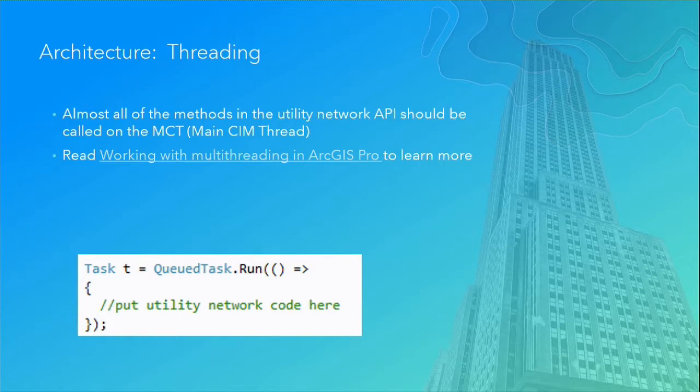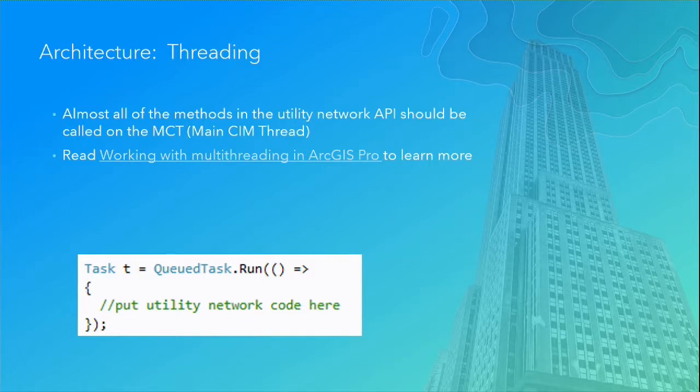Pro is a multi-threaded application. There's lots of user interface threads. There's presumably internal threads. And there is a thing called the main CIM thread, also usually abbreviated MCT. For those in the electric industry, CIM stands for Cartographic Information Model. This is an Esri abbreviation, not to be confused with the CIM that's a Common Information Model used for electric distribution and transmission utilities.